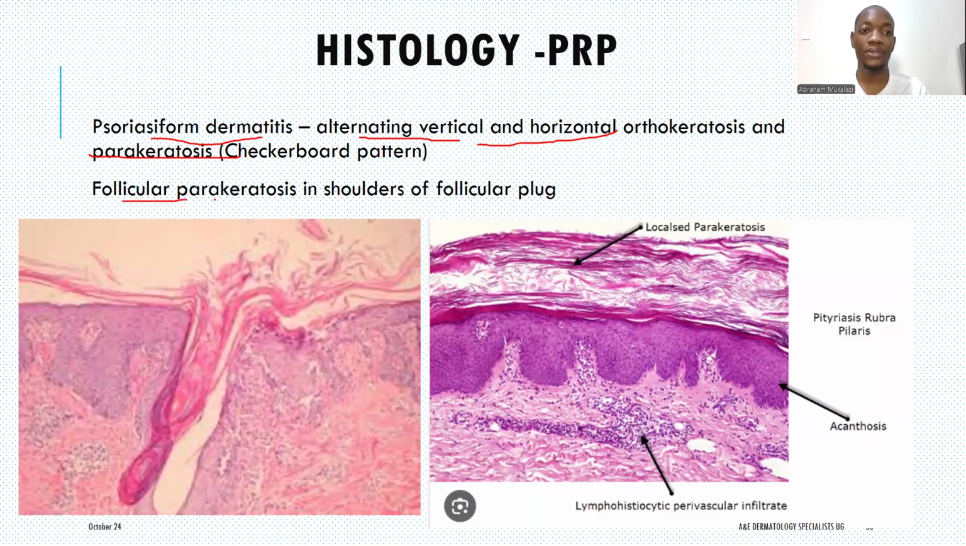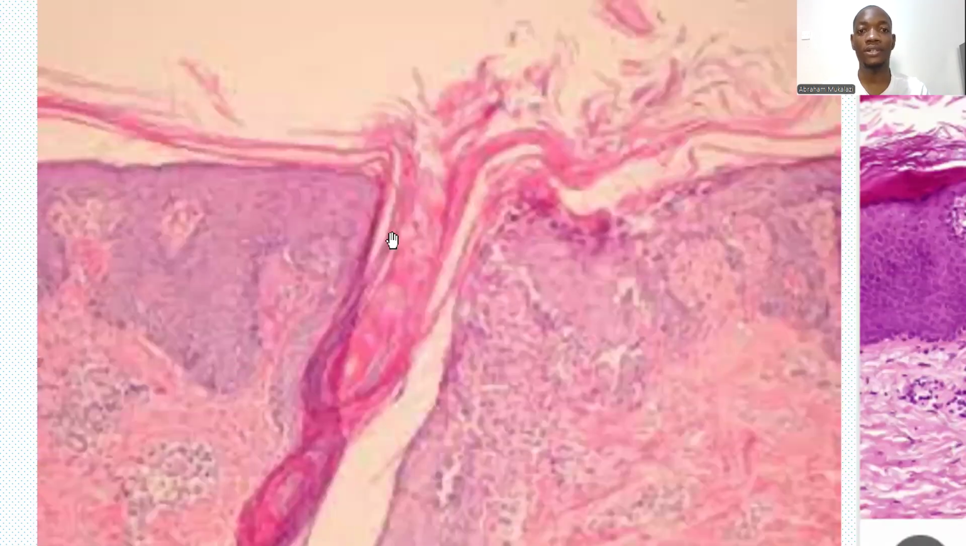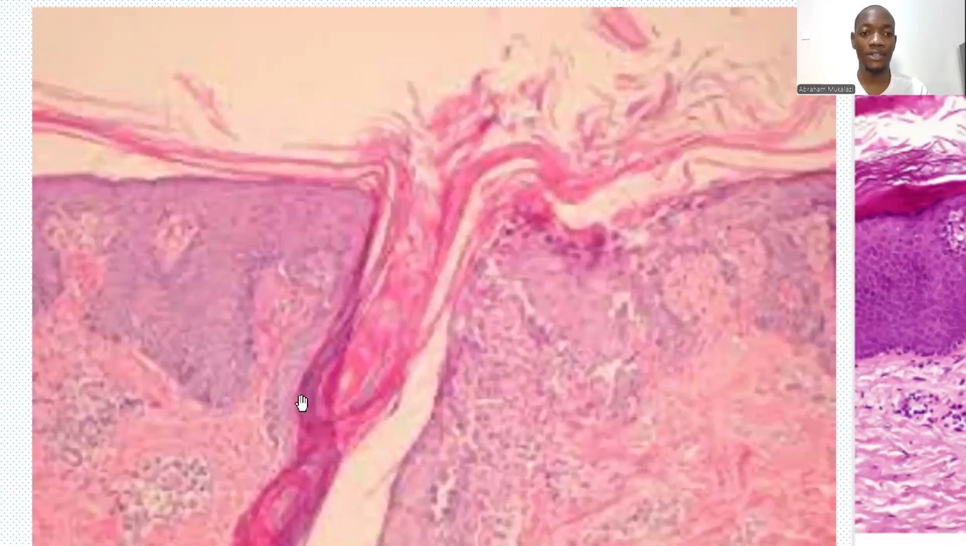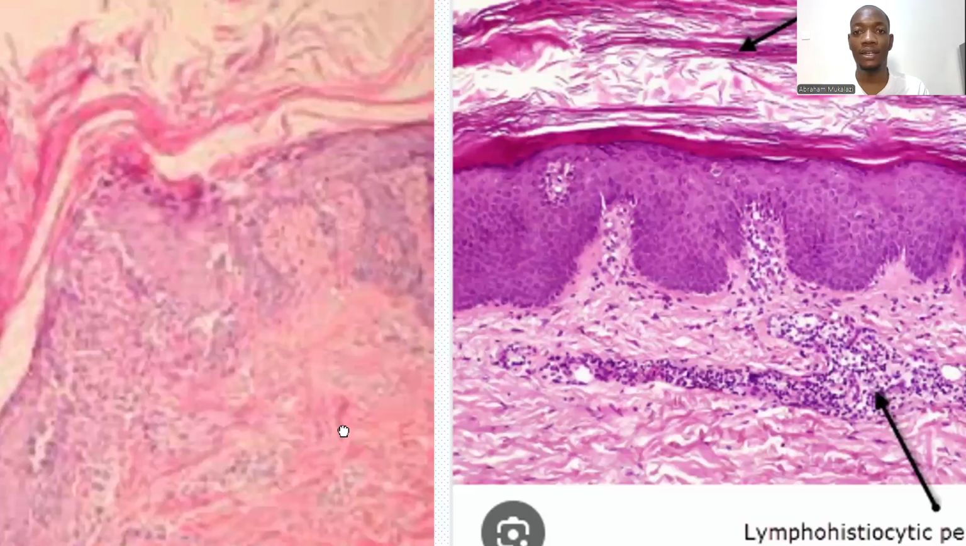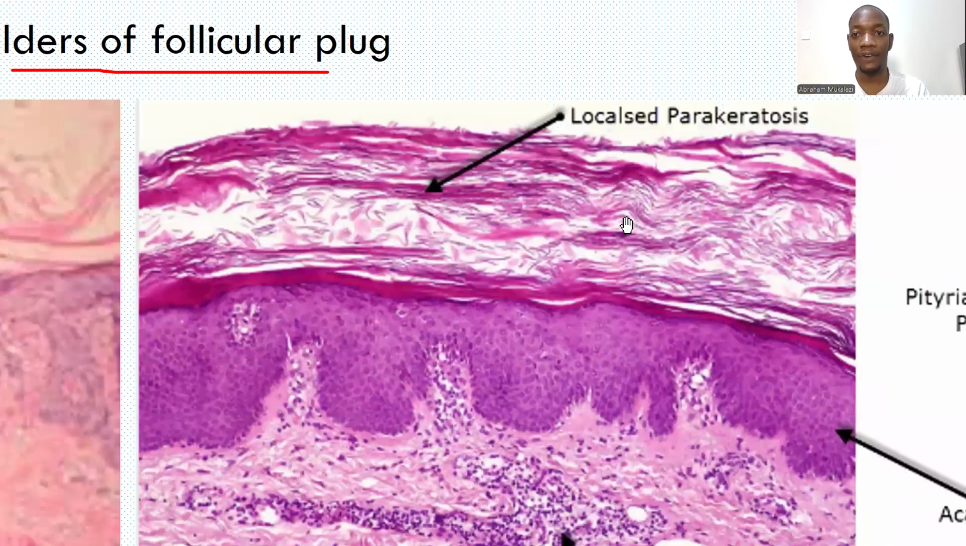So in this case, you also see follicular parakeratosis in the shoulders of follicular plaque. So you can also get follicular plugging, as you can see in this picture here of histology. So this is what we call follicular plugging. As you can see here, we see parakeratosis involving the follicle. Then the checkerboard pattern is what we see here. For example, now in this case, you are seeing vertical parakeratosis, but then sometimes you see horizontal.